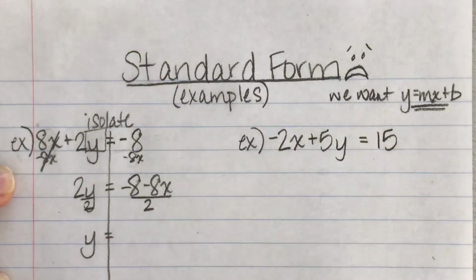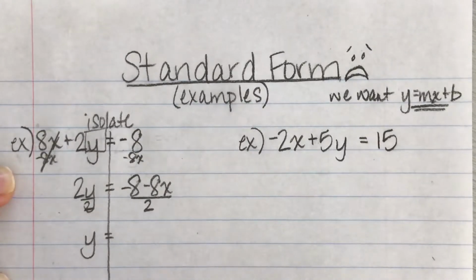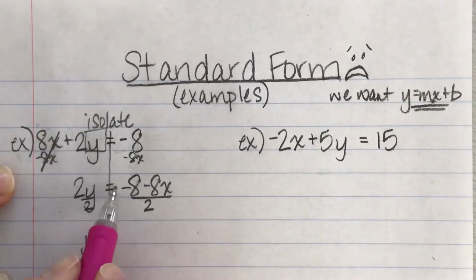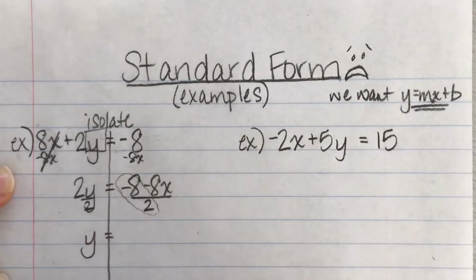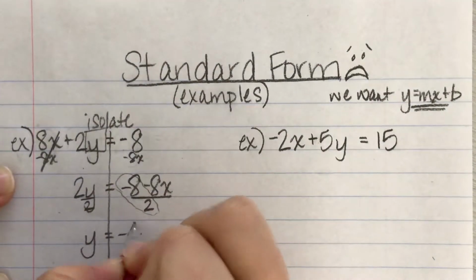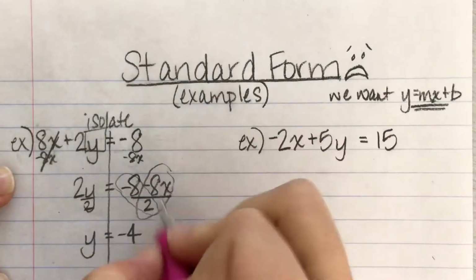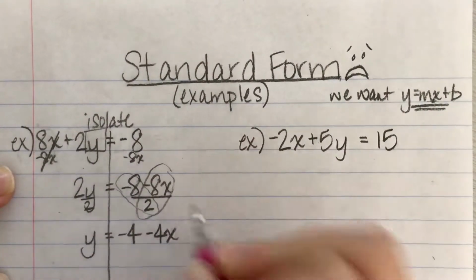Now, if you remember earlier in the year when we did literal equations, you were totally okay to leave your answer like this. Well, this does not show me a y-intercept and a slope. So now we're going to have to distribute. Negative 8 divided by 2 is negative 4. Negative 8x divided by 2 is negative 4x.